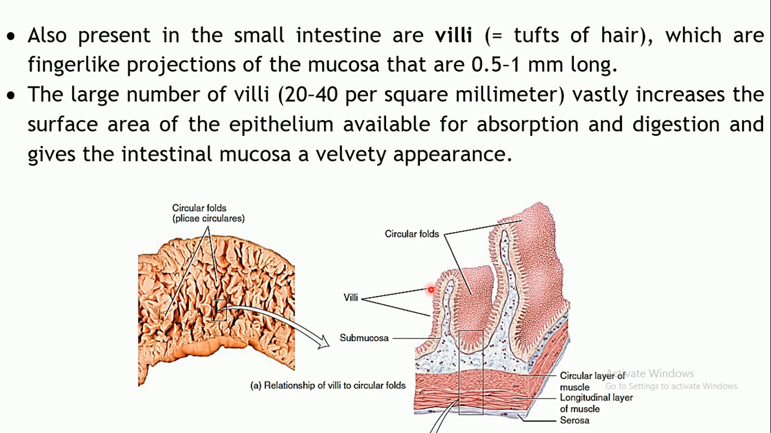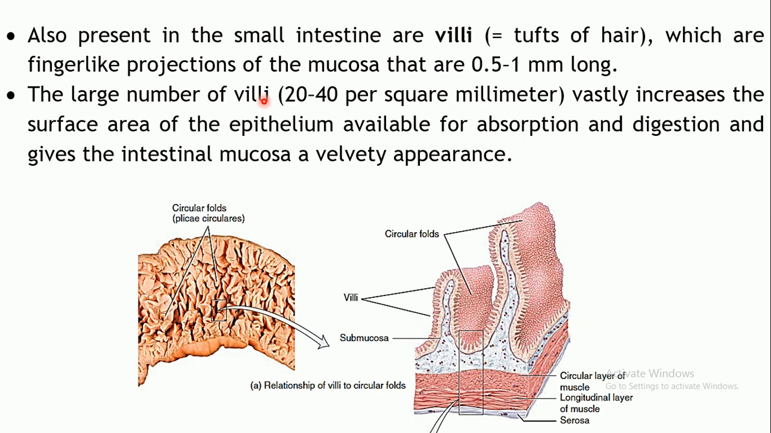The length of this single villus is 0.5 to 1 mm. Now there are a number of villi which are present, which will further increase the surface area. Can you imagine this number of villi? There are around 20 to 40 villi per square millimeter. So can you imagine the vast number of villi which are present along the entire length of your small intestine? And can you imagine the area which is increased because of the presence of these villi?